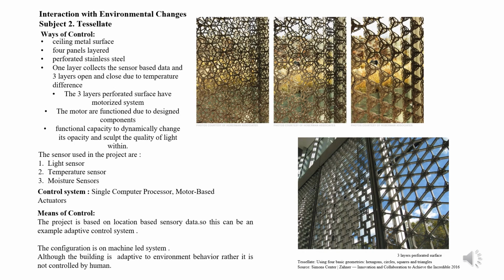If we look at the detailed layer of Tessellite, one layer collects the sensor-based data and the other three open and closed due to the temperature difference, sunlight difference and moisture difference. Thus, three types of sensors are used, and it's a totally controlled system through the computer processor and motor-based actuator. Although the building is adaptive to environmental behavior, it is controlled by humans.